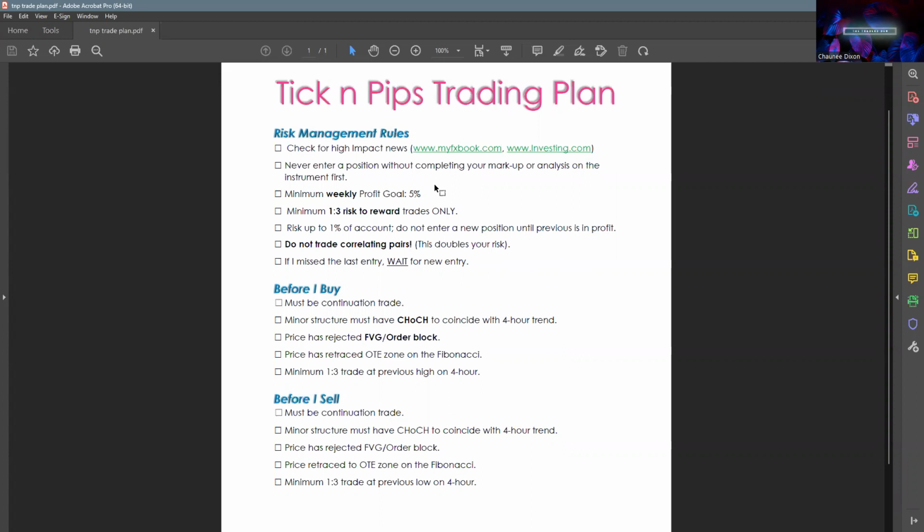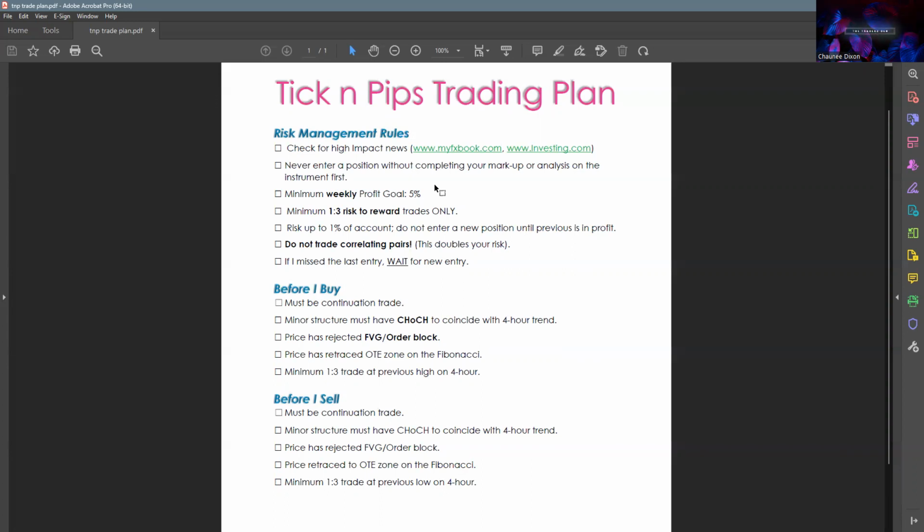You can also put something like check the DXY prior to my chart markups to get a good idea of how strong or weak the dollar is, because that will give you a great outlook on major pairs. That'll actually cut a lot of time in half for you. That's some good examples of risk management.